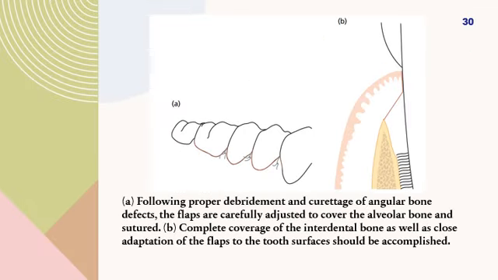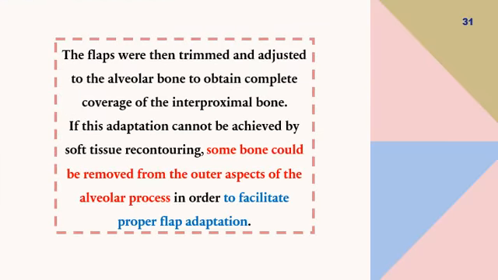Following proper debridement and curettage of angular bone defects, the flaps are carefully adjusted to cover the alveolar bone and sutured. Complete coverage of the interdental bone as well as close adaptation of the flaps to the tooth surfaces should be accomplished. The flaps are then trimmed and adjusted to the alveolar bone to obtain complete coverage of the interproximal bone, which is very important.